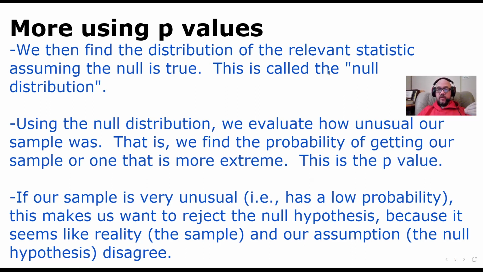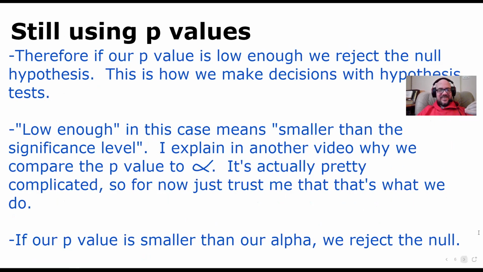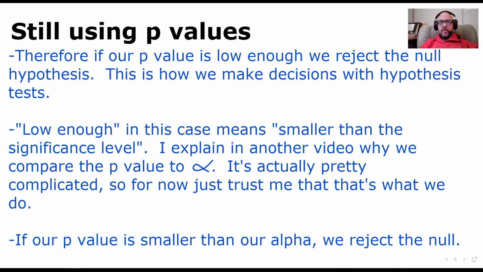So if our p-value is small enough, then we want to reject the null hypothesis. So let's see what small enough means. Okay, so if our p-value is low enough, we're going to reject the null hypothesis, and that's how we make our decisions. So low enough in this context means smaller than the significance level. And I have a whole video on why we compare the p-value to alpha. For right now, just trust me that we do. And if the p-value is smaller than alpha, then we reject the null hypothesis. If it's not, then we don't. That's how we make our decisions.